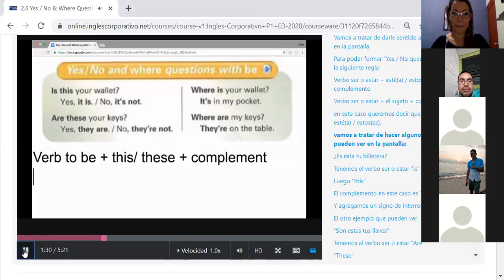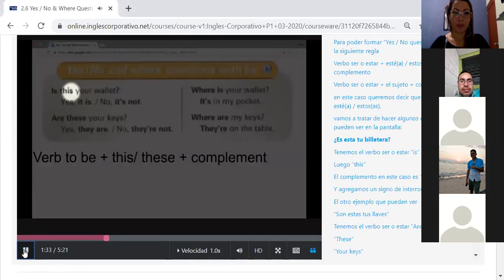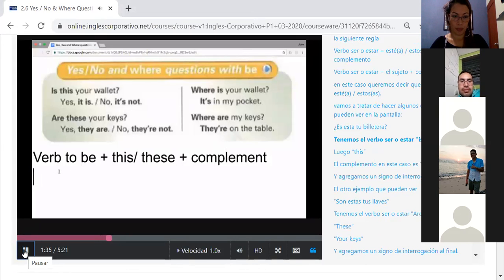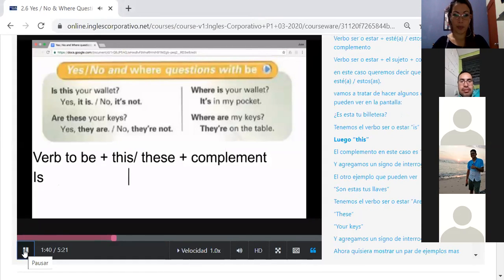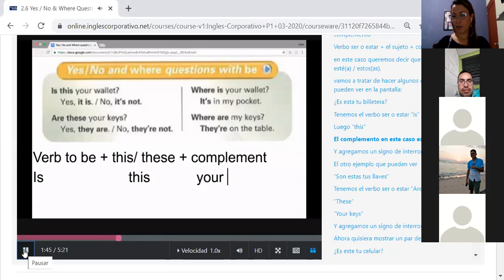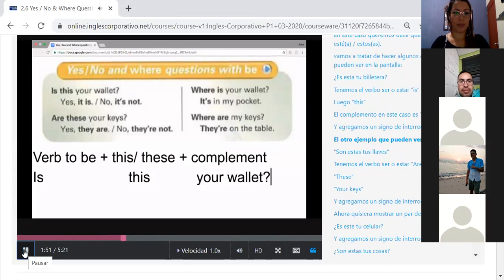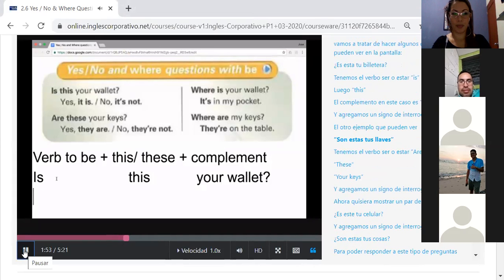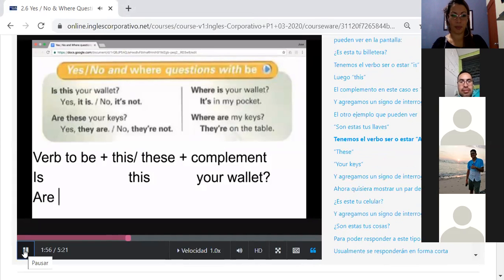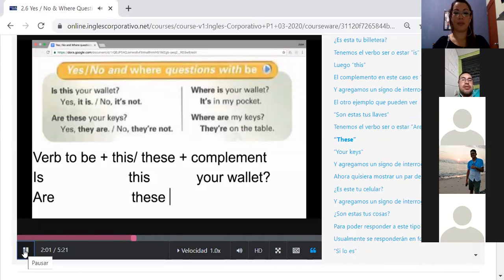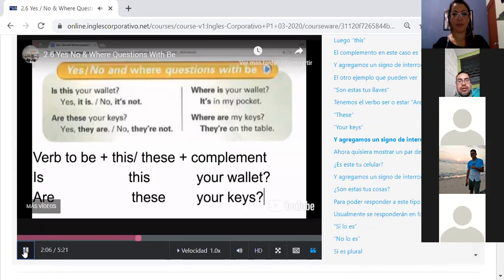As you can see on the screen, the example is: is this your wallet? We have the verb to be. In this case, it happens to be is. And then we're going to use this. The complement in this case is your wallet. And then, of course, we put a question mark there. The other example that you see on the screen, are these your keys? We have a verb to be, these, your keys. And of course, we put a question mark.